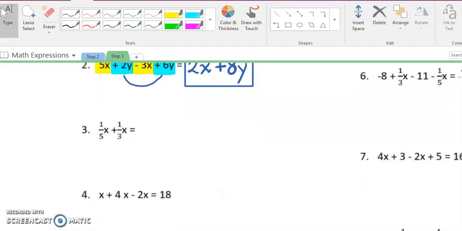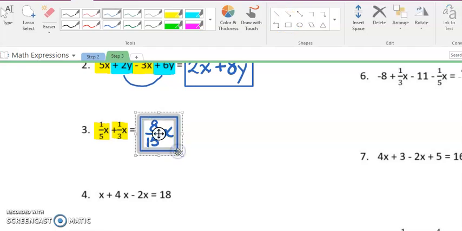It works with fractions too. 1/5 of an X-ray, 1/3 of an X-ray. I can add those together and get 8/15 of an X-ray. We add them just like we add numbers, just because they're fractions. Don't let it intimidate you.